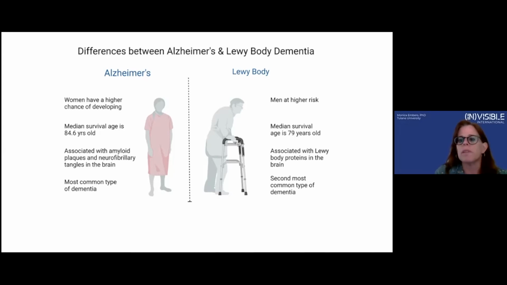For example, women have a higher chance of developing Alzheimer's dementia, while men are at higher risk for Lewy body dementia. Often patients with Lewy body dementia have difficulty walking. They struggle with balance, and the symptoms are similar to Parkinson's disease. Physical deterioration usually does not occur in AD.